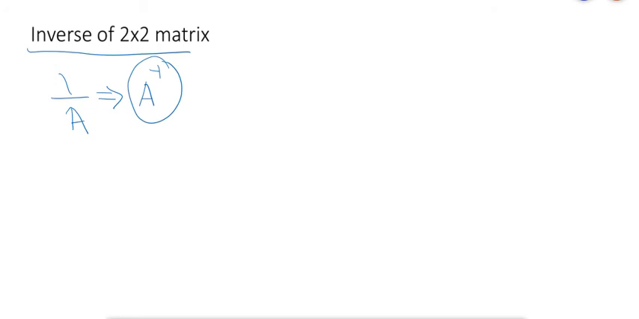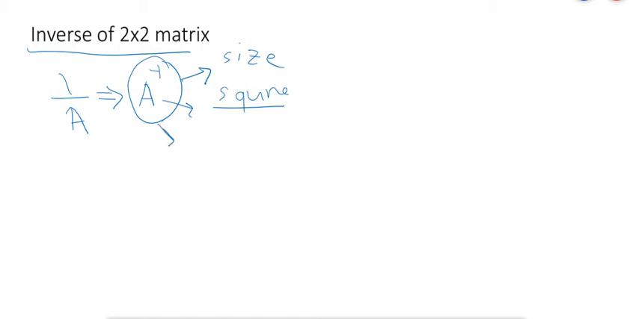Now, how do we find the inverse of a matrix? First, we have to check the size of the matrix, the size or the order or the dimension. The matrix A should be a square matrix. If it is a square matrix, we can find the inverse of this matrix.